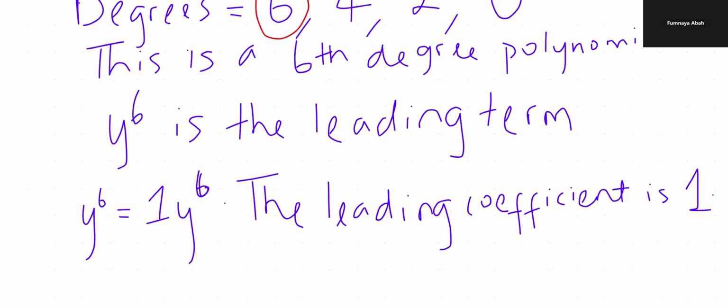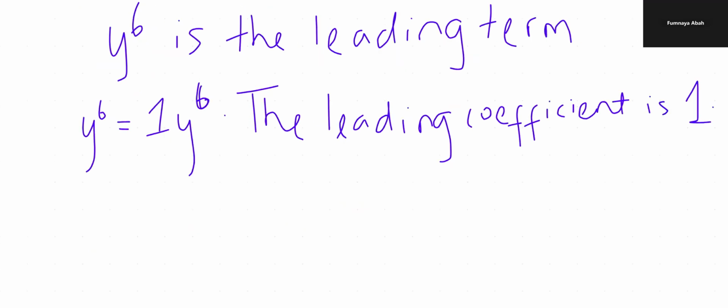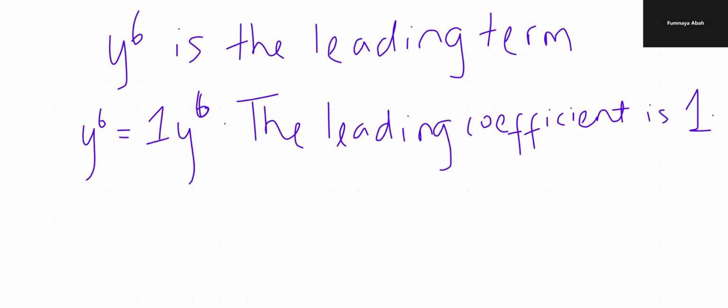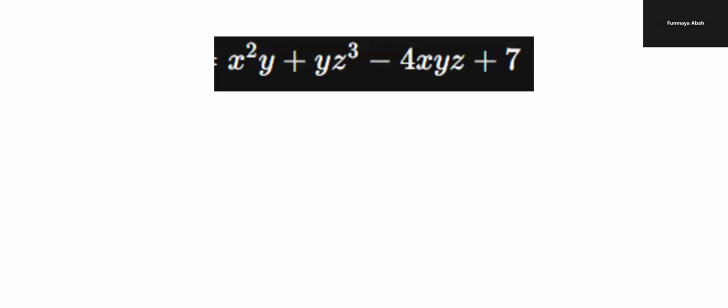Okay, let us go over one more example where we have to find the degree of the polynomial, the degree of the terms, and the leading term and the coefficient. All right, so in this expression, we are working with terms that have multiple variables being multiplied. In the first term, we have two variables, x and y, being multiplied. In the second term, we have y and z being multiplied. And the third term has three variables being multiplied, x, y, and z. So let's go over each one by one.